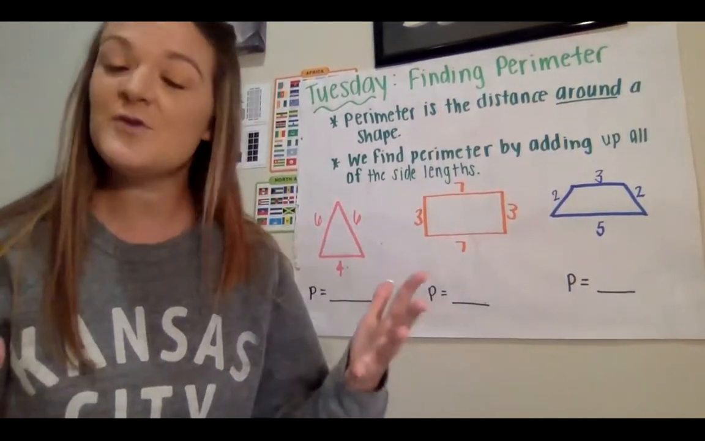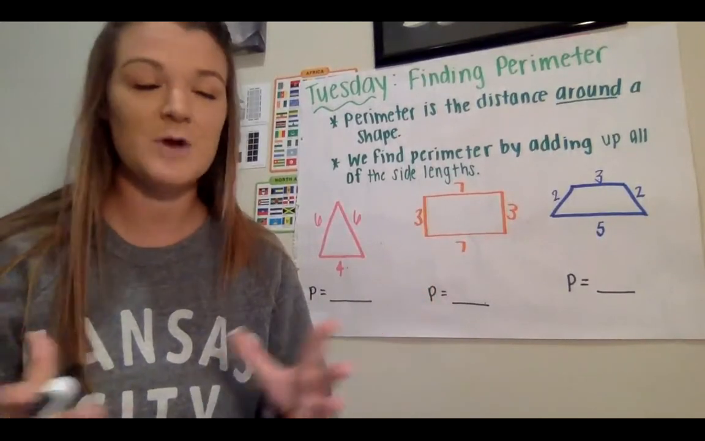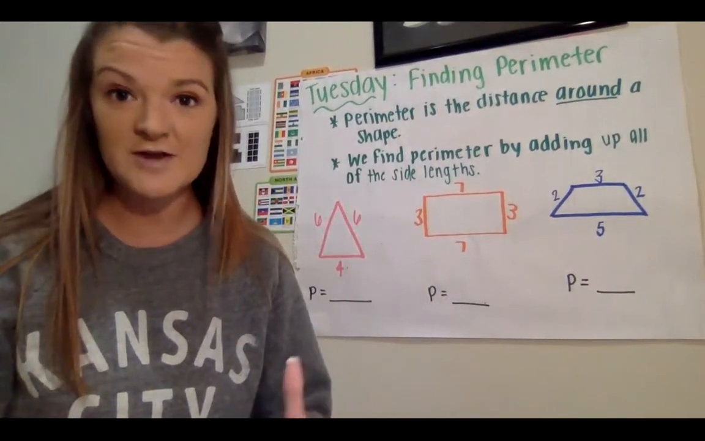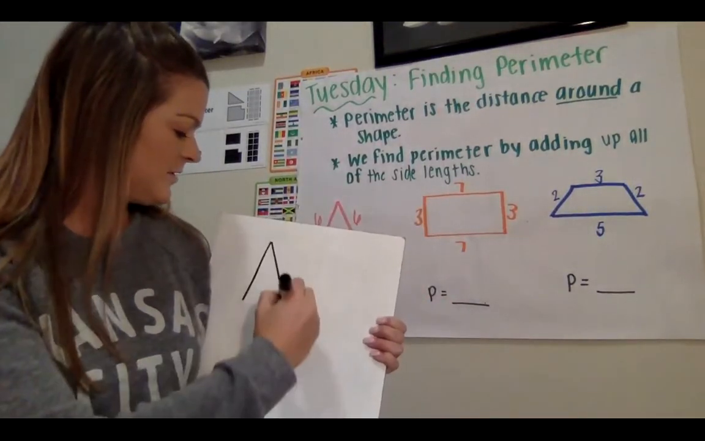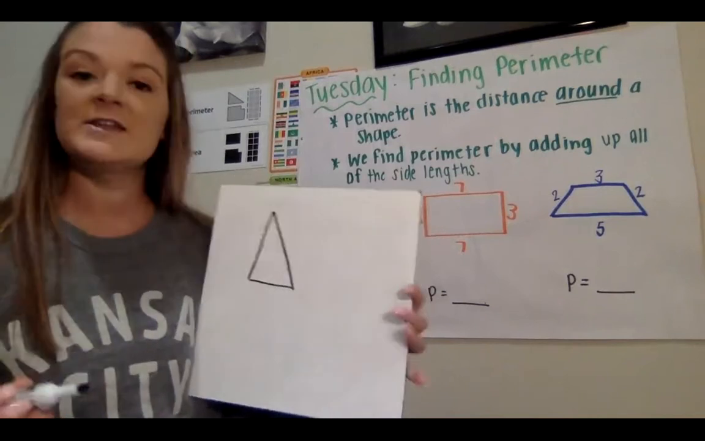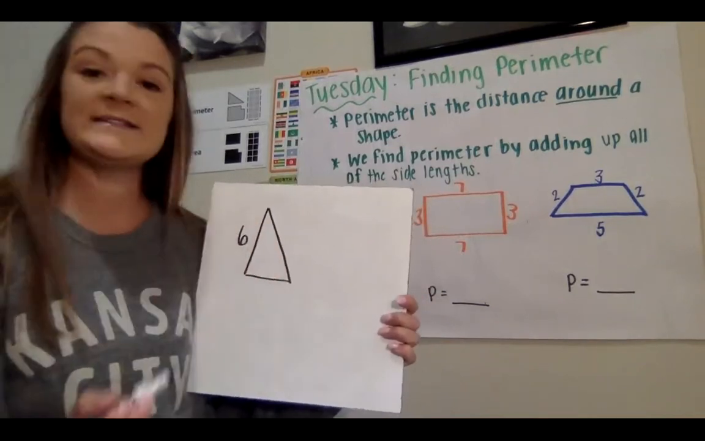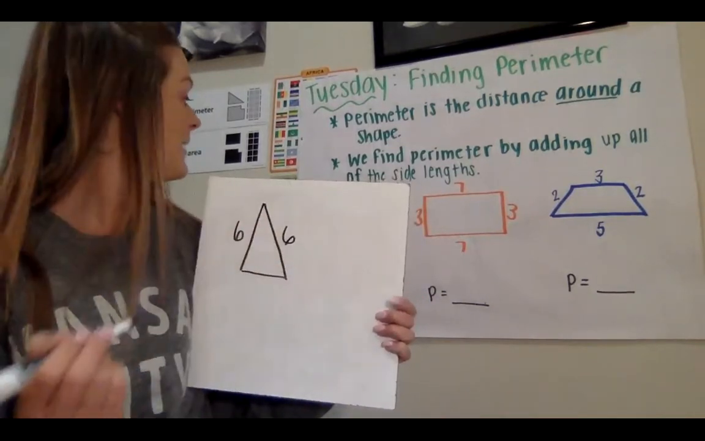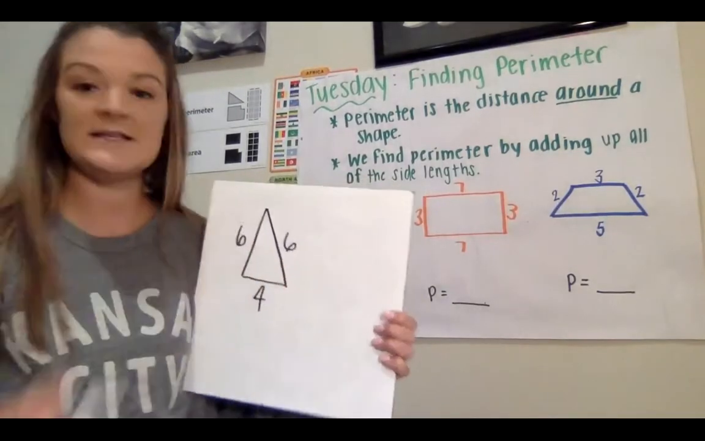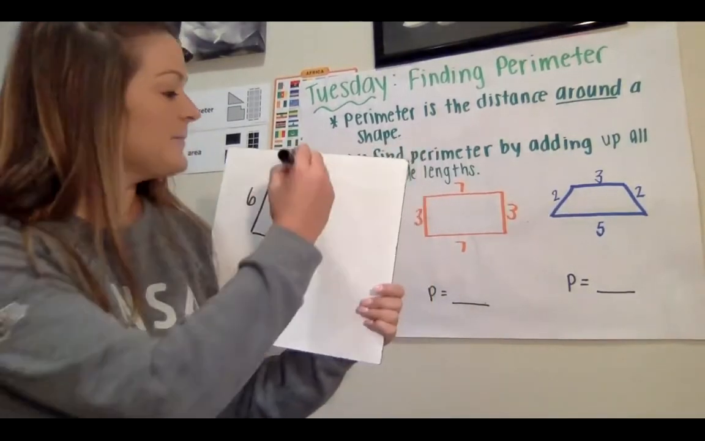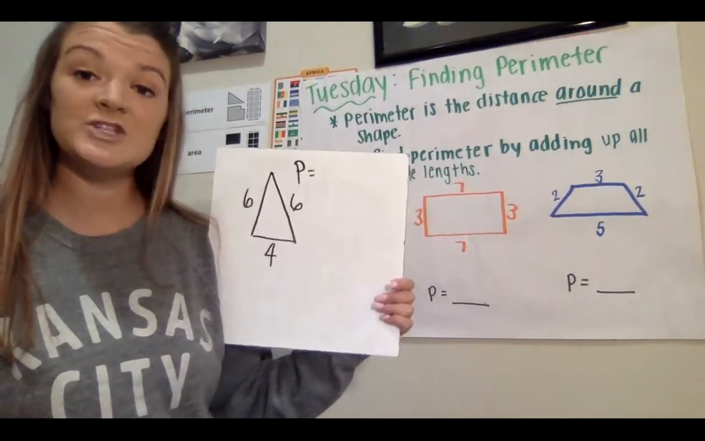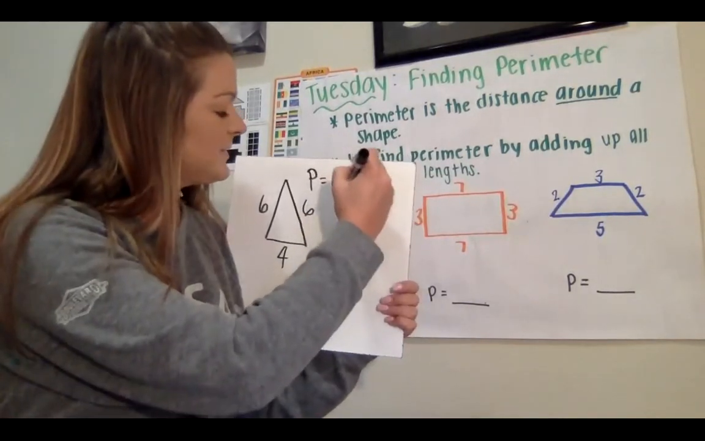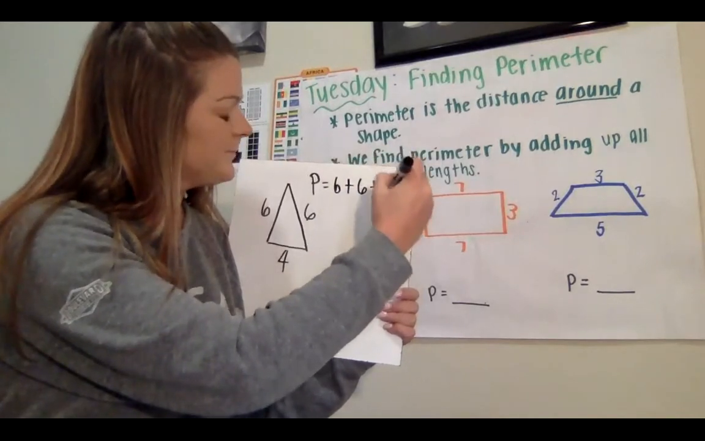So if you have a piece of paper and a pen, a pencil, marker, crayon, whatever in front of you, go ahead and draw our first shape, which is a triangle. And on this triangle, one side length is 6, the opposite is 6, and the base is 4. So to find the perimeter, I add up all my side lengths. So my equation should be 6 plus 6 plus 4.